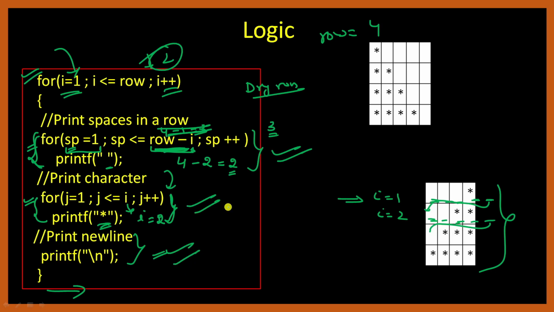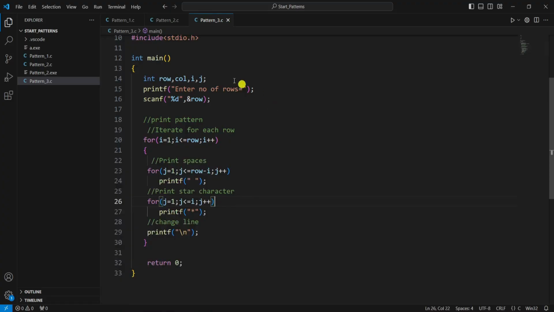So you can play this video again, and you can try running the code by yourself. It will take some time to understand these pattern codes, but once you are good at understanding these codes, you will be able to make programs for similar types of changed questions also. So let's see the code in VS Code. This is our program. We ask the number of rows from the user, and then for the row loop, we have done three things: print the spaces, print the star character, and change the line.